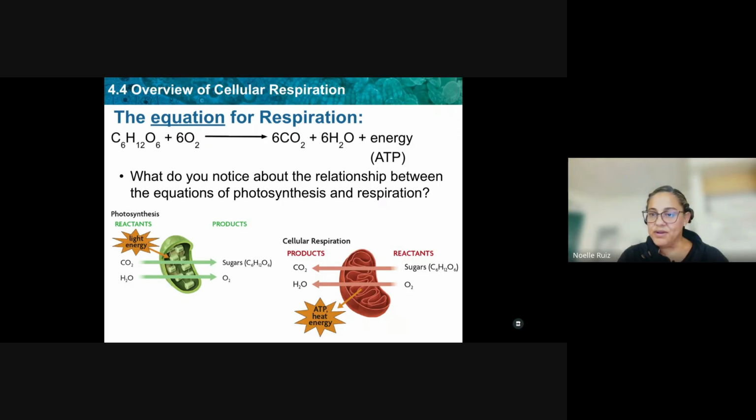Now there's a question in the middle, in the chat. What do you guys think? What do you notice about the relationship between the equations of photosynthesis and respiration? No, nobody wants to go? Nobody wants to guess?